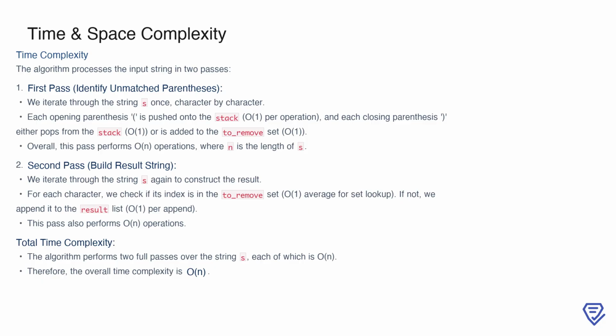In the second pass, we rebuild the result string by iterating through the string again and checking if each index is in the to_remove set. Set lookups and appending to the result list are average O(1) operations. This pass also requires O(n) time. Combining the two passes, the total time complexity of the algorithm is O(n).